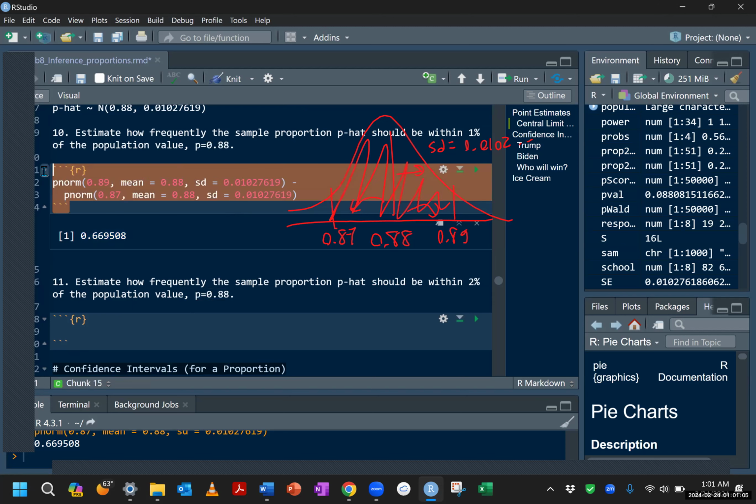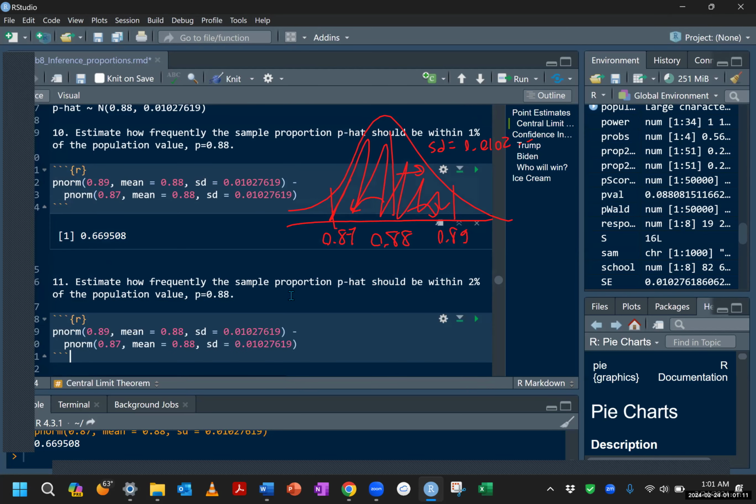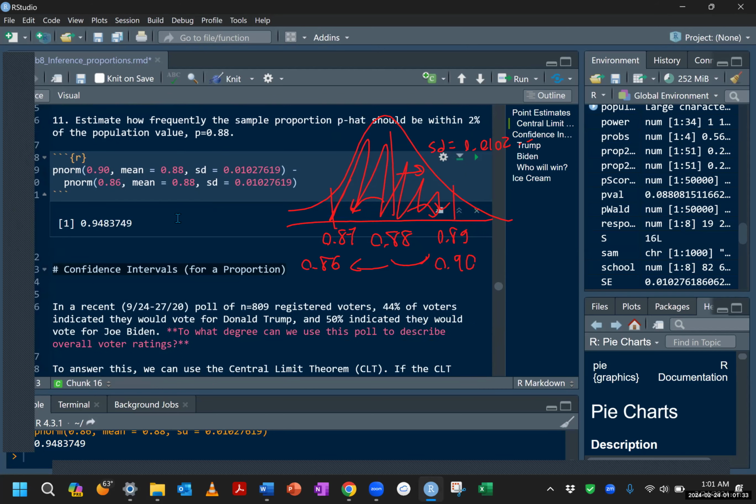And the last question asks how many times would I be within 2% of my sample population? In this case, we're looking at everything 2% to the right, so that's 0.90, 2% to the left, that's 0.86. So what would that probability be? So I'll go from 0.86 to 0.90. This shows me about 94% of the time I'd be within that range. This helps us start to get confidence on something that we're measuring, confidence that the population lies within some bound that we're going to determine based off our data.